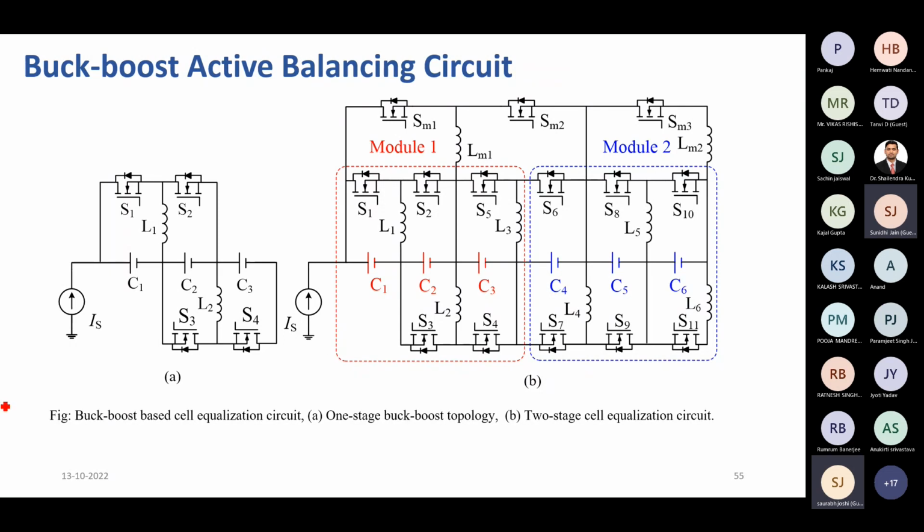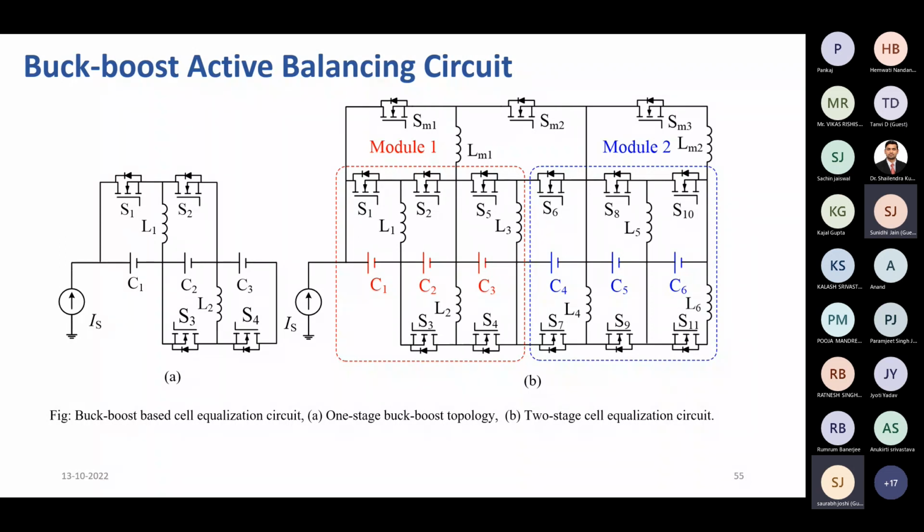Here in this buck boost cell balancing method, we have taken 3 switches, and it can be 1 stage or 2 stage. So what is the difference between 1 stage and 2 stages? In the case of 2 stage, we have module balancing first, and then from the module it goes to the cell. So if each cell is 3.5 volt, almost 10.5 volt will be the total voltage.